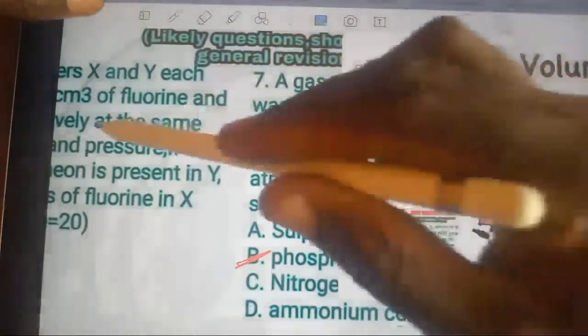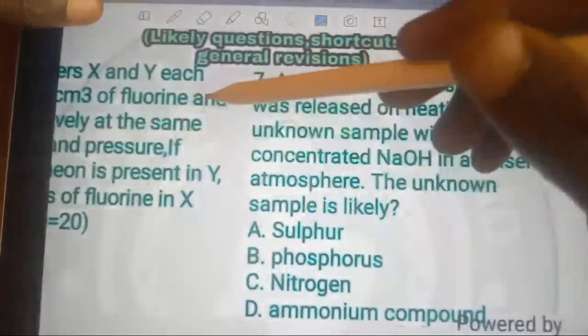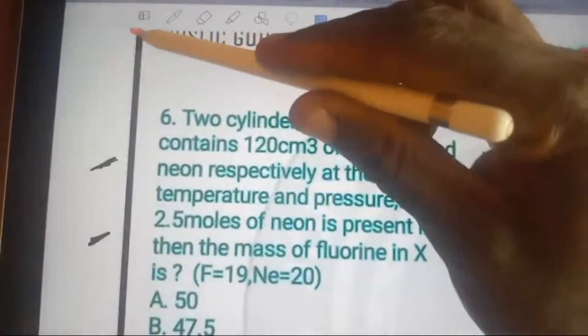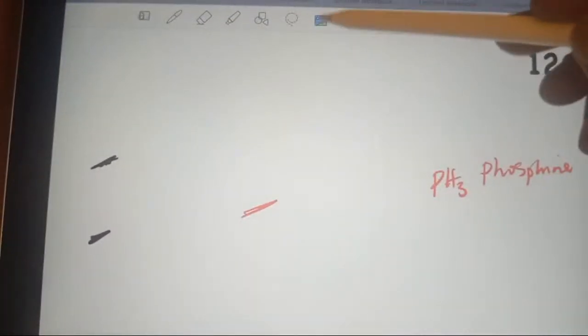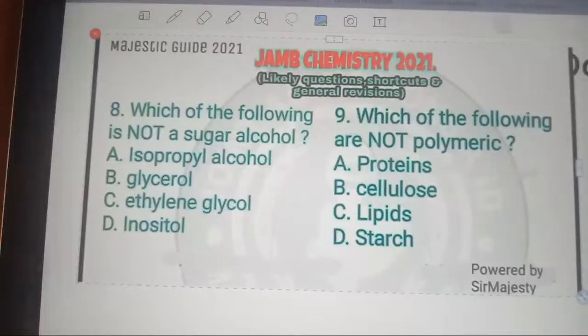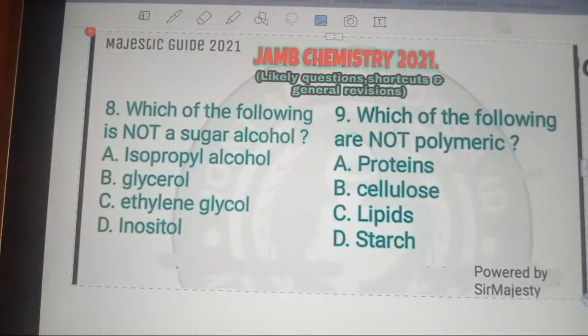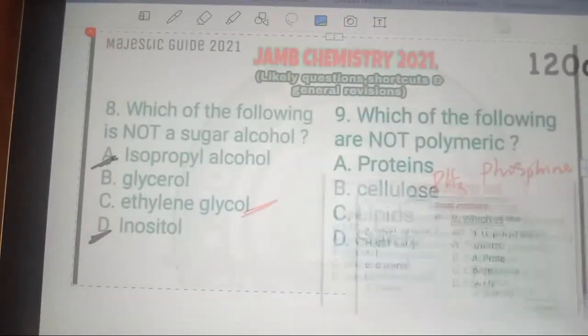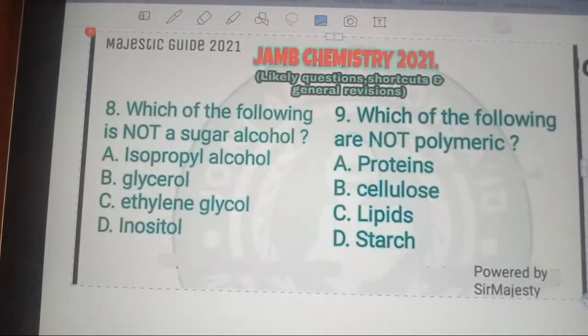But before then, let's remove these ones here. Question 8 and 9. Okay, zooming it in to see clearly. Number 8 says, which of the following is not a sugar alcohol? Option A says isopropyl alcohol, B glycerol, option C says ethylene glycol, then D says inositol. Please, I know you might be scared about the word sugar alcohol.